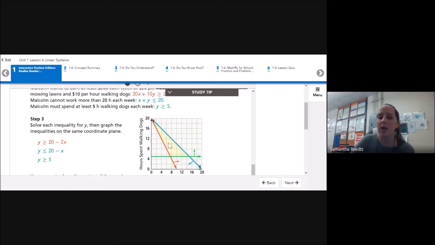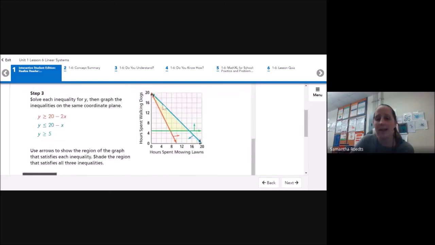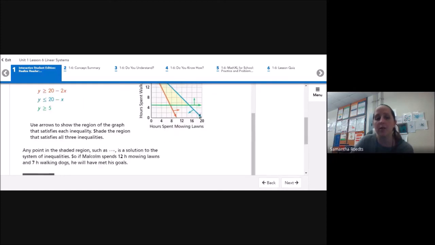So I can pick any point in here. I could pick 6, 12, and that would be a solution. You could spend 6 hours mowing lawns and 12 hours walking dogs. You could spend 12 hours mowing lawns and 7 hours walking dogs. It completely depends; any number in this yellow shaded region would count as a solution. So any point in the shaded region, such as 12, 7, which is right here, is a solution to the system of inequalities.